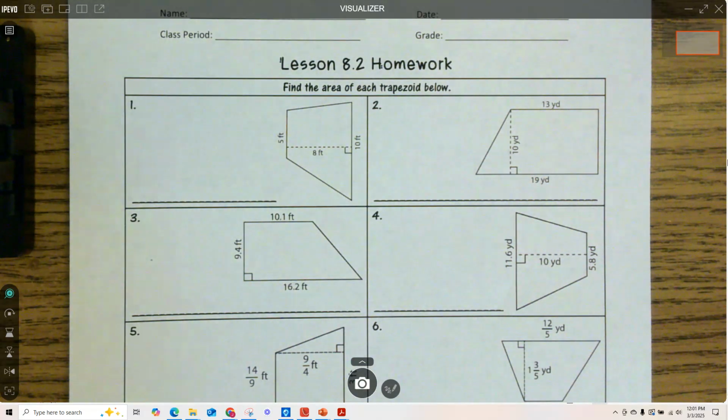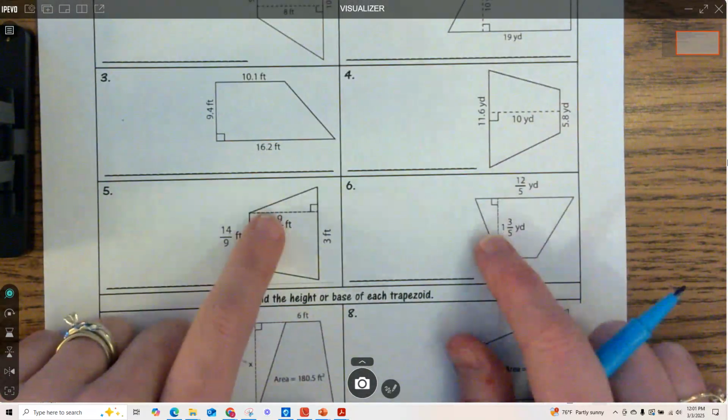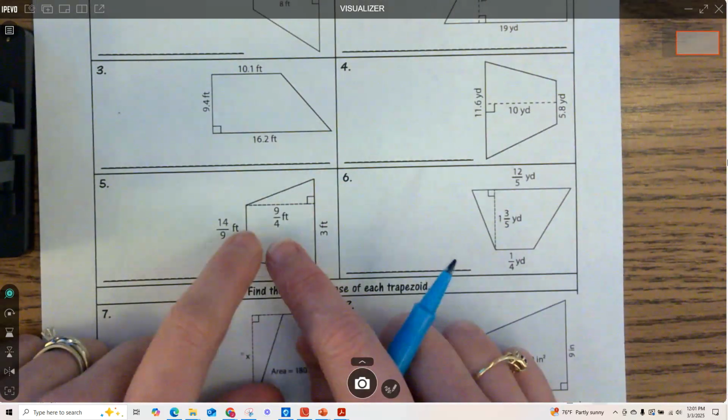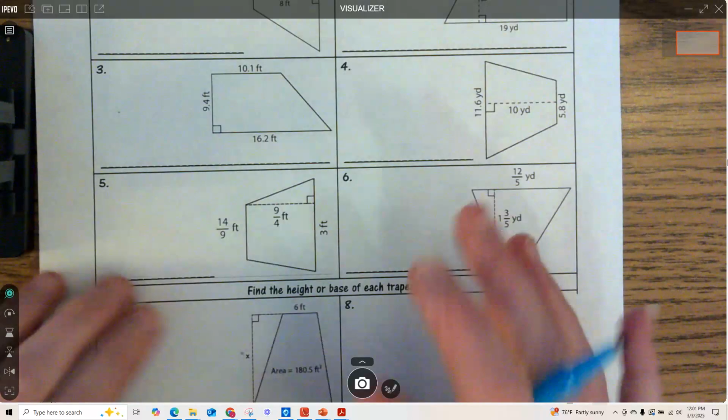This video is for the lesson 8.2 homework. We're finding the area of trapezoids. So like we did last time, I'm going to go down to the two hardest ones on the just find the area, which is 5 and 6. 5 is okay because it's mixed numbers. Okay, we don't have to do anything special with that.